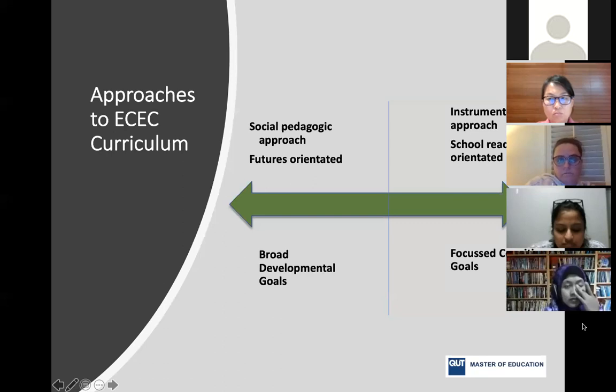So we would be thinking about cohesive communities of practice here, everyone working together and sharing ideas. So based on the context, we could also call it a futures orientated approach. So looking to encourage learning processes and knowledge that are going to assist children as 21st century learners.